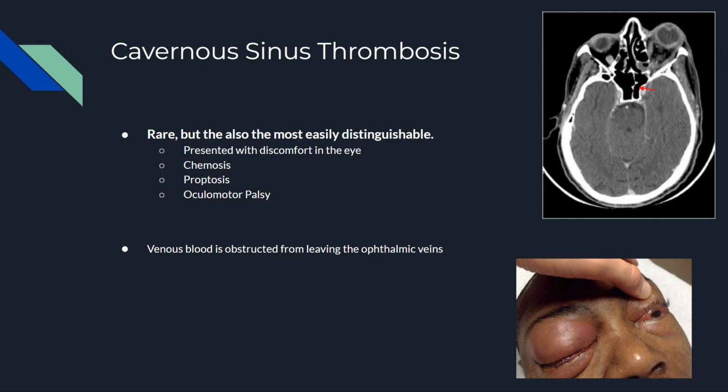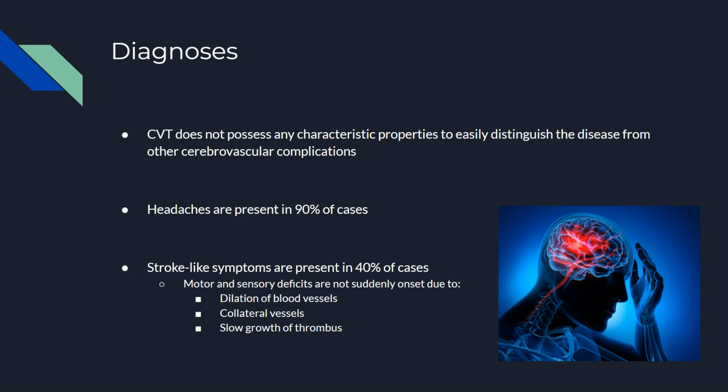In the cavernous sinus, this is definitely a much rarer case of CVT, however it has characteristic properties that are easier to spot. The patient will experience complications with the eyes, as listed, and as you can see in the picture. What happens is the cavernous sinus drains the blood from the orbits. It receives blood from the ophthalmic veins, so when this is blocked, blood will pool in the eyes and there will be complications there.